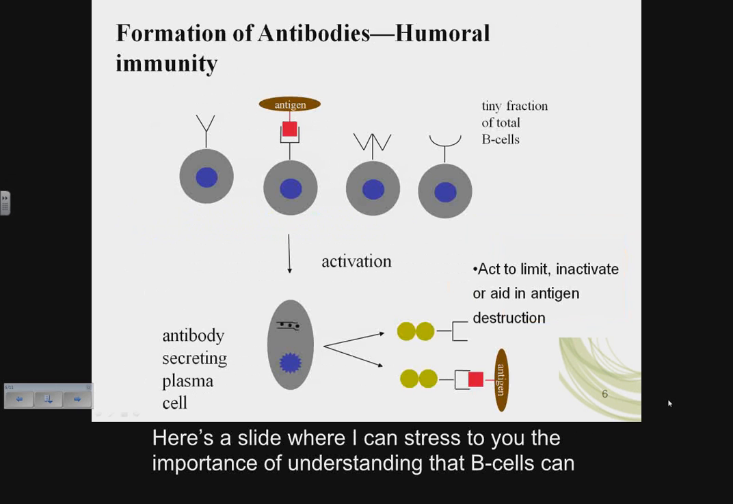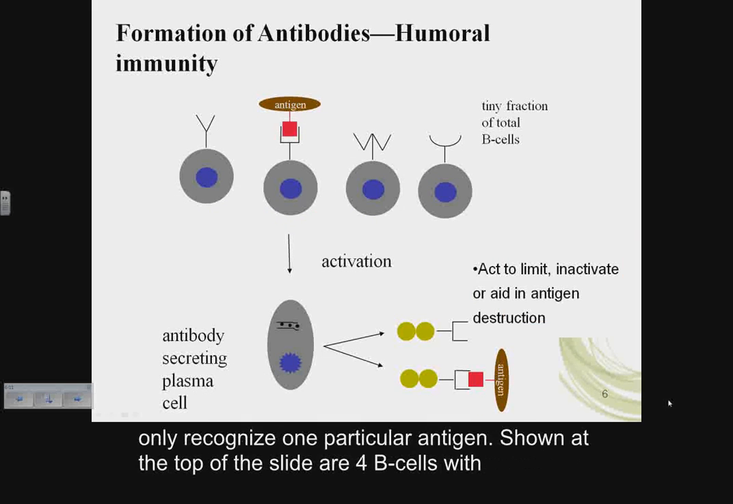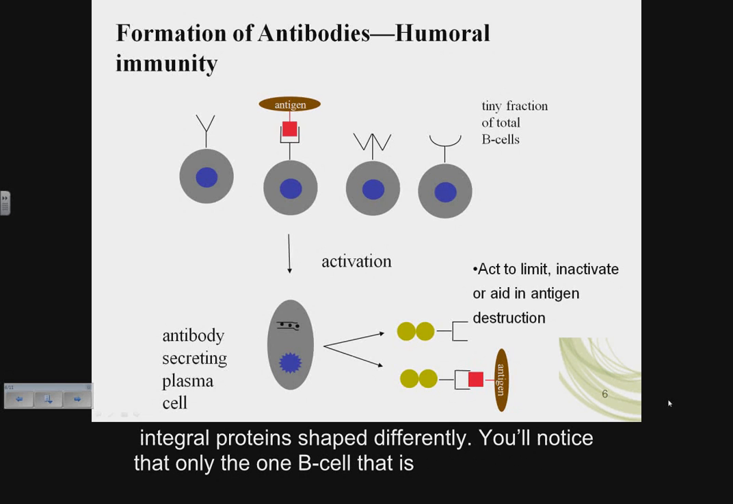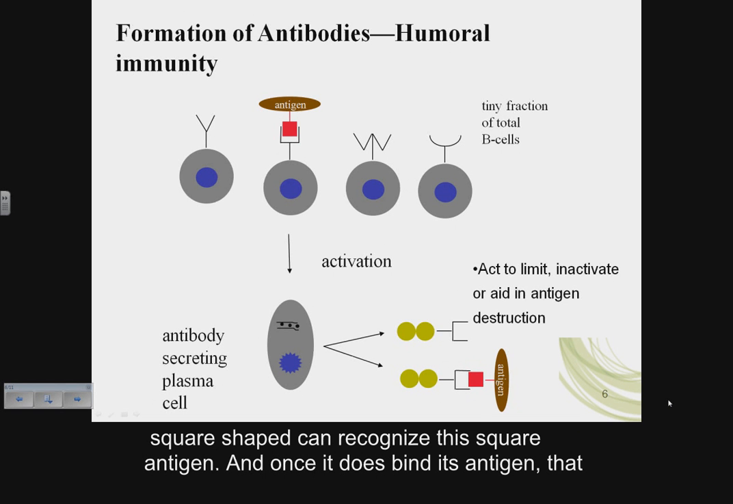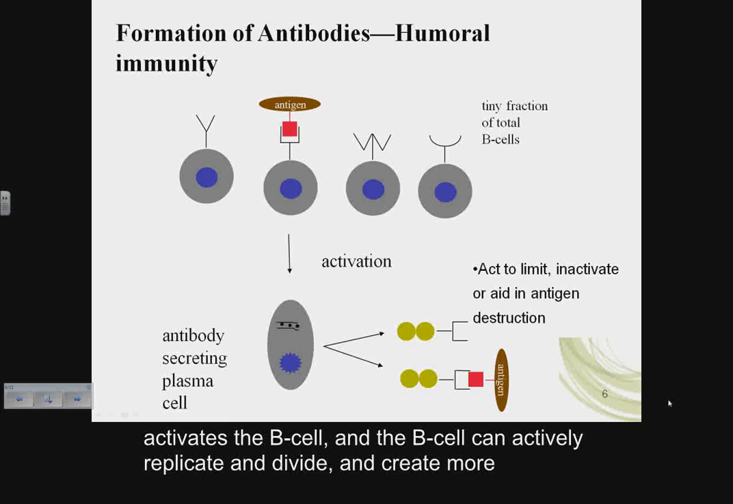Here's a slide where I can stress to you the importance of understanding that B cells can only recognize one particular antigen. Shown at the top of the slide are 4 B cells with integral proteins shaped differently. You'll notice that only the one B cell that is square-shaped can recognize this square antigen. And once it does bind its antigen, that activates the B cell, and the B cell can actively replicate and divide and create more clones of itself.